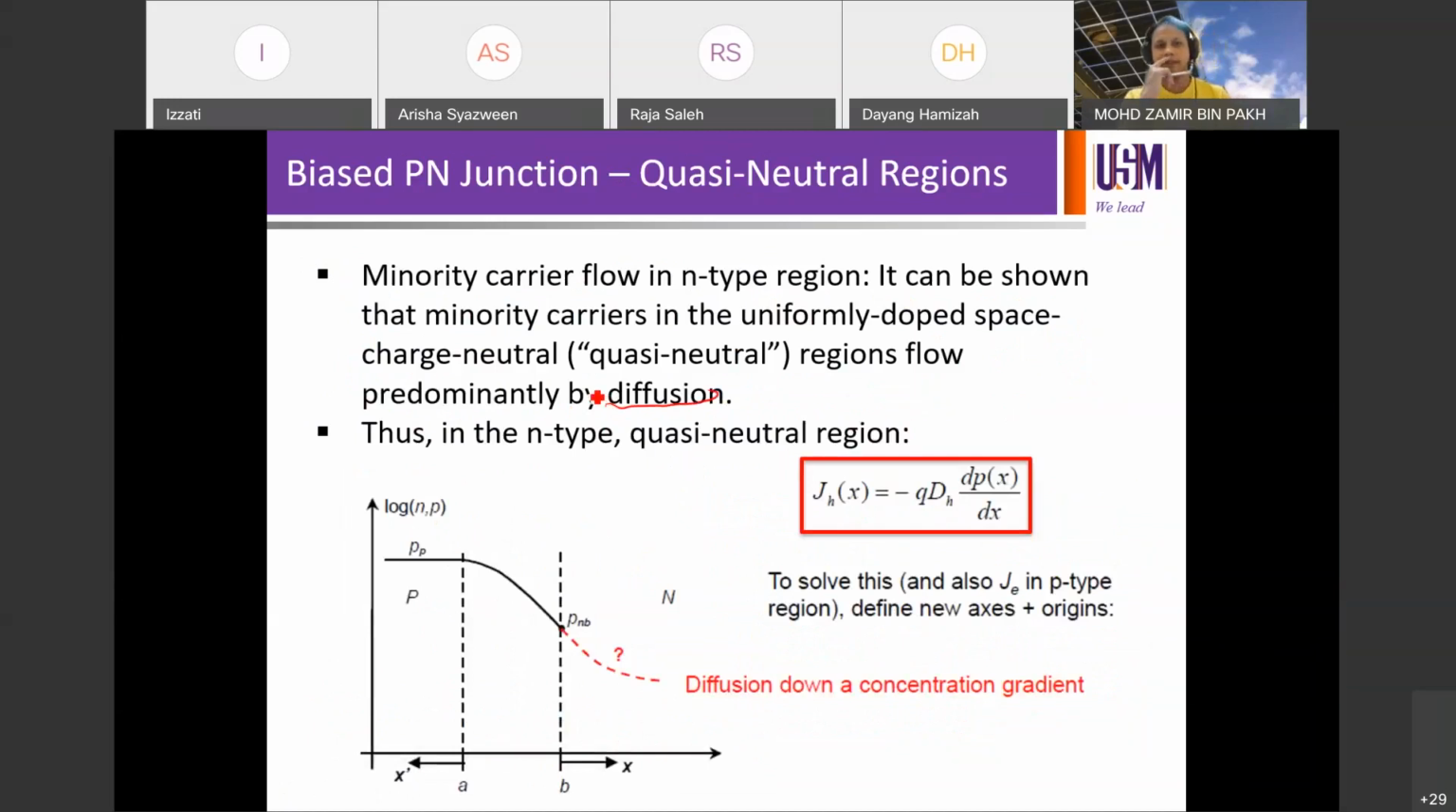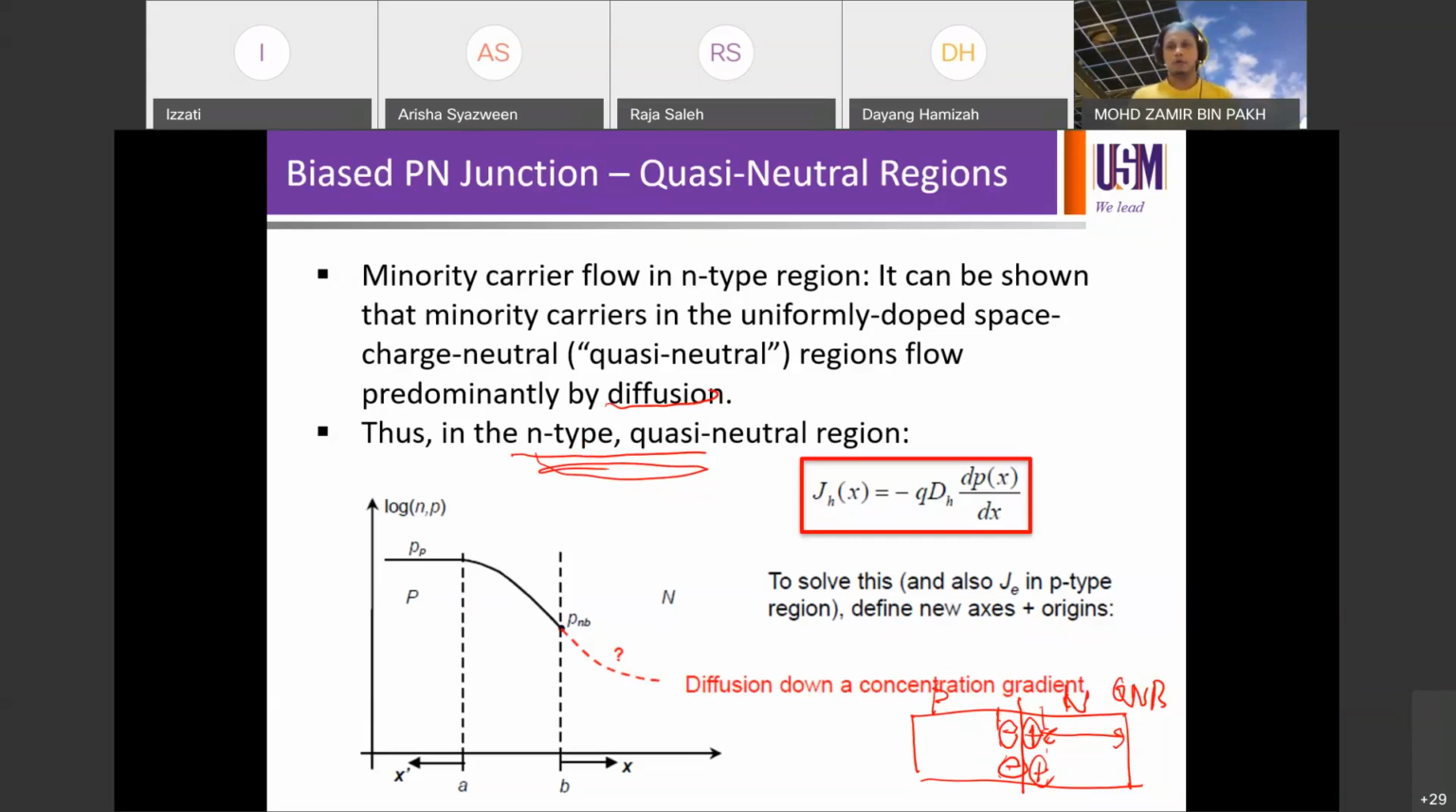So if you talk about the N-type quasi-neutral region, we are actually talking about this. Let me redraw the schematic. So this is P-type, this is N-type, this is the depletion region again in between. This is where you have all the space charge, negative on the left, positive on the right. Now we're talking about this region, Q and R, N-type. So in this region, the flow of the carriers will be predominantly controlled by diffusion.